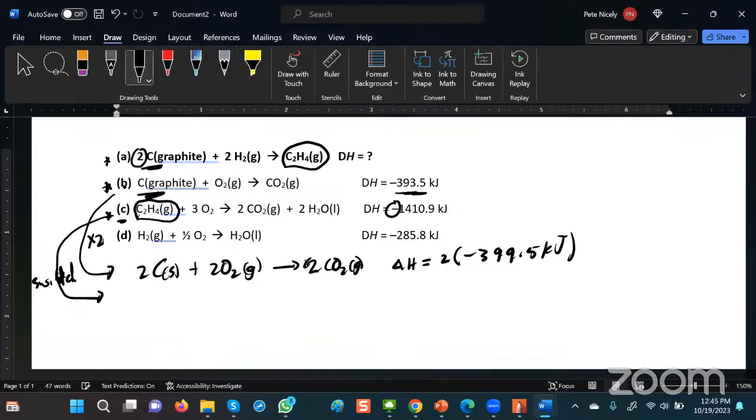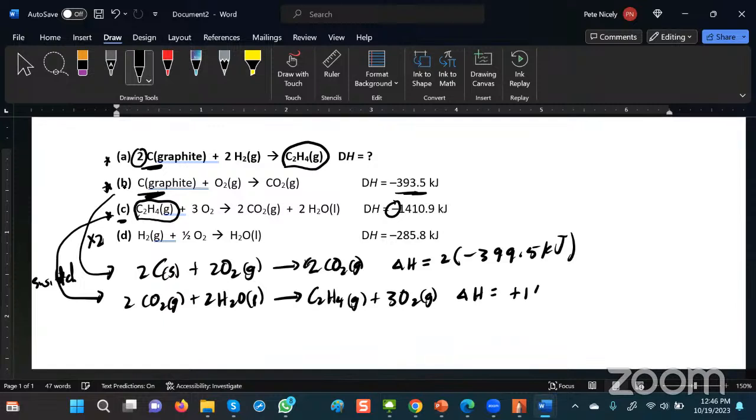Switch. So when I do that, I'm going to end up with 2 CO2 gas plus 2 H2O liquid on the left. And then on the right side of the arrow, I'm going to put C2H4 gas plus 3 O2 gas. And therefore, delta H for this is going to be equal to positive 1410.9 kilojoules. And that's basically what you do to equation C.